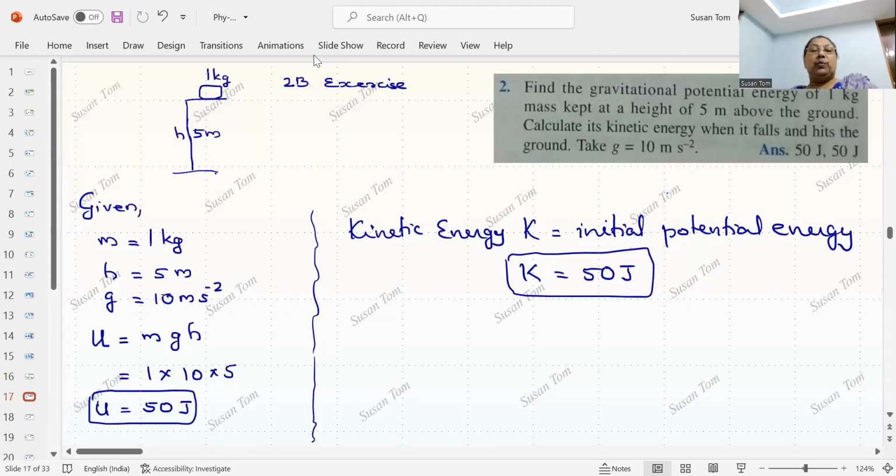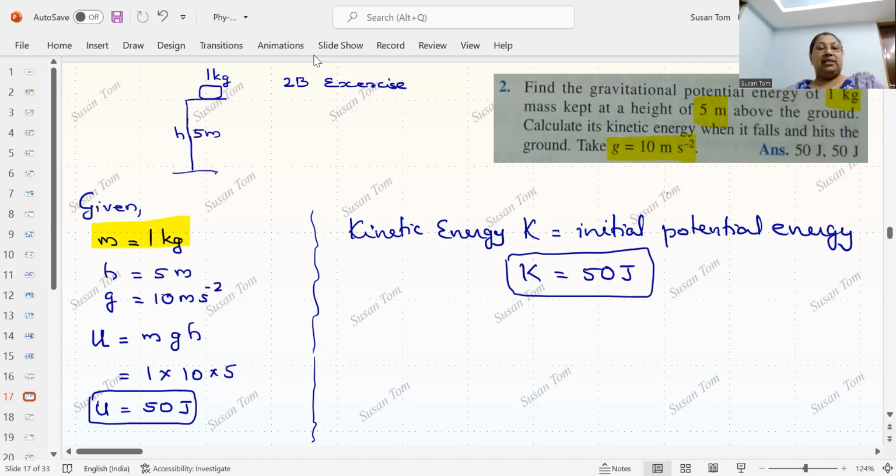Question number 2. Find the gravitational potential energy of 1 kg mass kept at a height of 5 meters above the ground. Calculate its kinetic energy when it falls and hits the ground. Take g equal to 10 meters per second square. First, we have to find the gravitational potential energy when it is raised through a height of 5 meters.